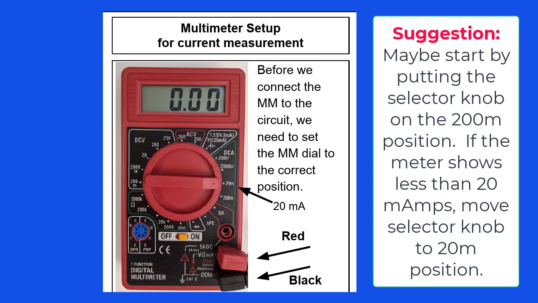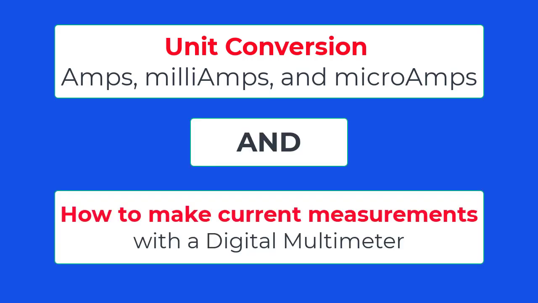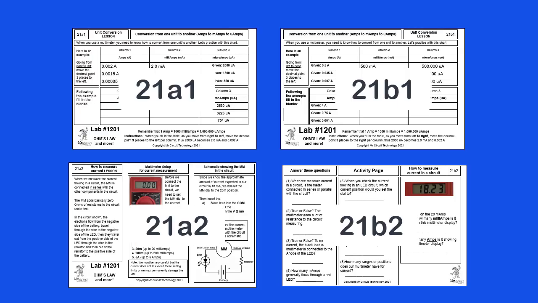Well, that's it. In this video introduction, we explained about unit conversion, amps, milliamps, and microamps, and how to make current measurements with a digital multimeter. In the next lesson, we will actually build a circuit and connect the meter and measure the current. To complete this lesson, go to pages 21A1, 21B1, 21A2, and 21B2, and fill in all the blanks and questions. Remember, there's a 2-page answer sheet in the back of your lab manual so you can check your answers.